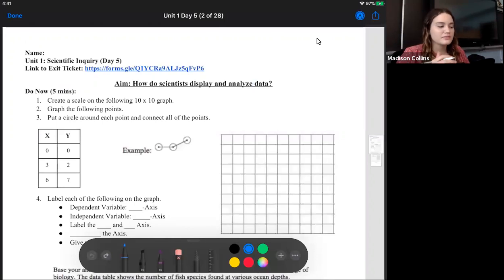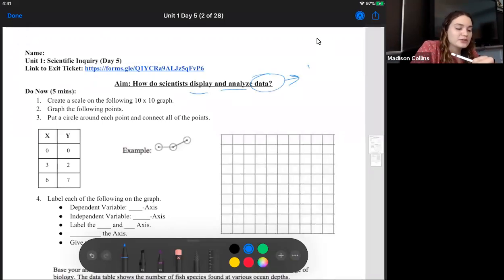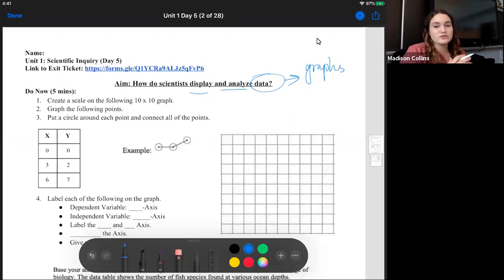So today's aim is: how do scientists display and analyze data? When we're talking about displaying and analyzing data in science, we're almost always talking about using graphs. Whenever we do an experiment, we are going to use graphs to organize that data so it's easier to read and understand. So by displaying and analyzing data, we're talking about organizing it.